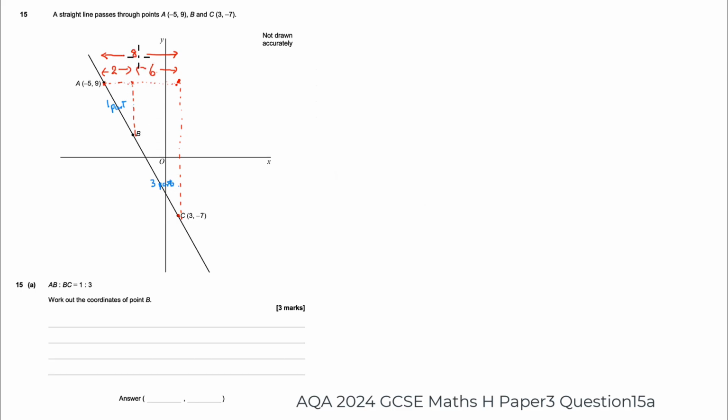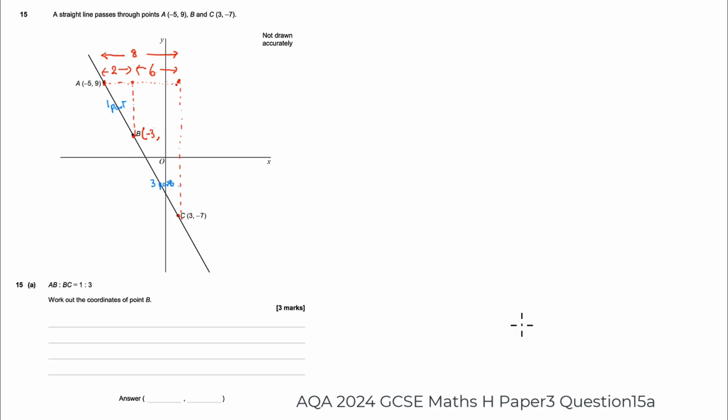So with this information, we can work out the x-coordinate of B. If we're at -5 at A, and we move 2 to the right, we'll get to -3. So the x-coordinate of B is -3.